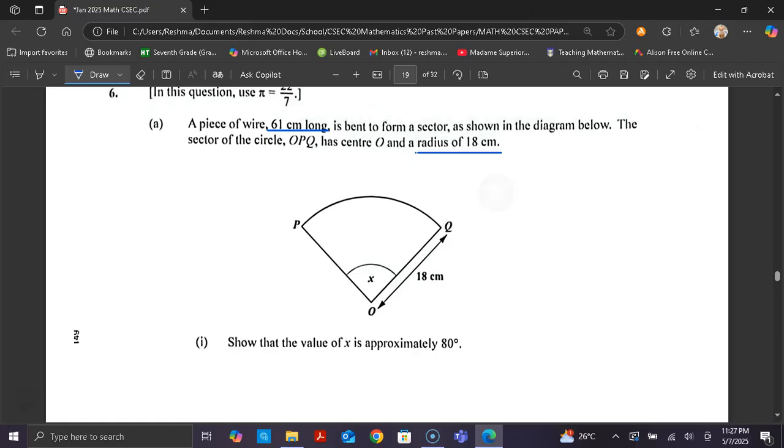We know the formula for the length of an arc is equal to theta, which is the angle in the sector, divided by 360, multiplied by the circumference of the circle, 2 pi r. So if I have the circumference of the circle and the length of the arc, I can find the unknown angle, in this case x. All right, so let's find the circumference of the circle first of all.